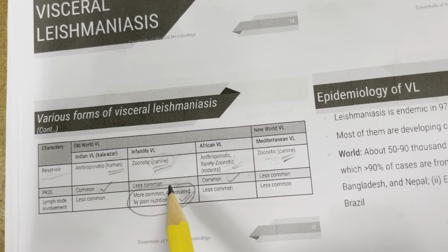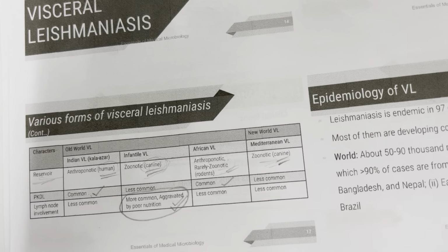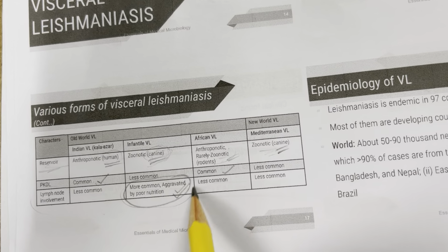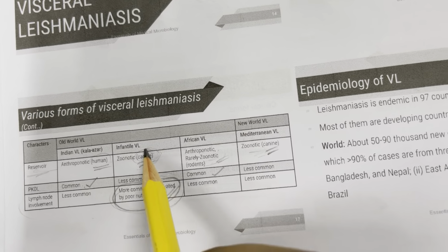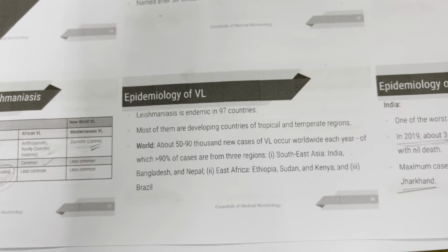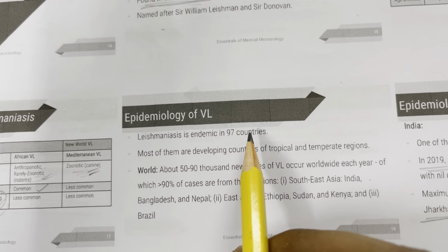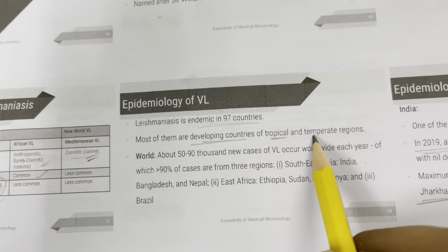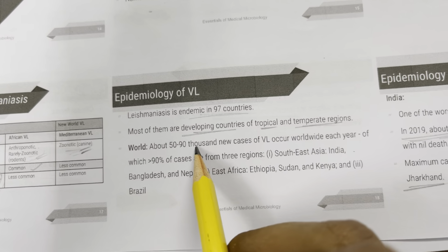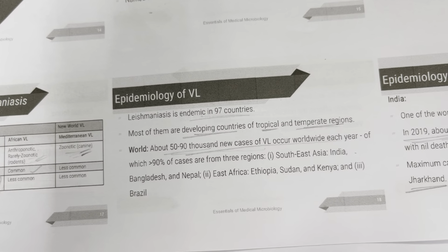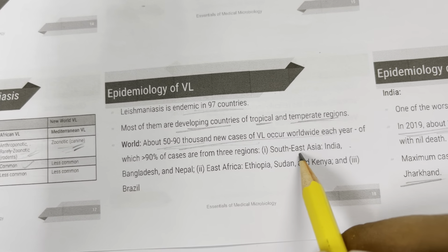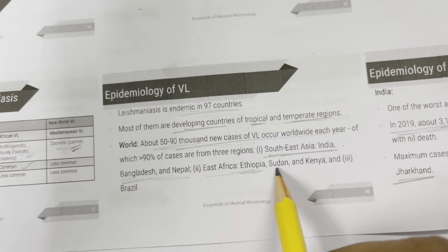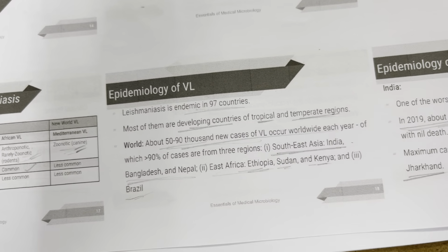So PKDL is more common in Indian and African and less common in infantile and New World leishmaniasis, but lymph node involvement is more common and aggravated by poor nutrition in children in infantile visceral leishmaniasis. Moving on to the epidemiology, it is endemic in 97 countries. Most of them are developing countries of tropical and temperate regions, and about 50 to 90,000 new cases of VL occur worldwide each year. Most are from 3 regions. So Southeast Asia, you have India, Bangladesh and Nepal. East Africa, you have Ethiopia, Sudan and Kenya, and you have Brazil also from South America.